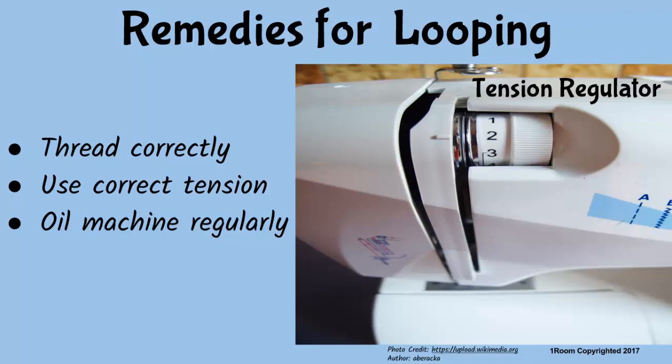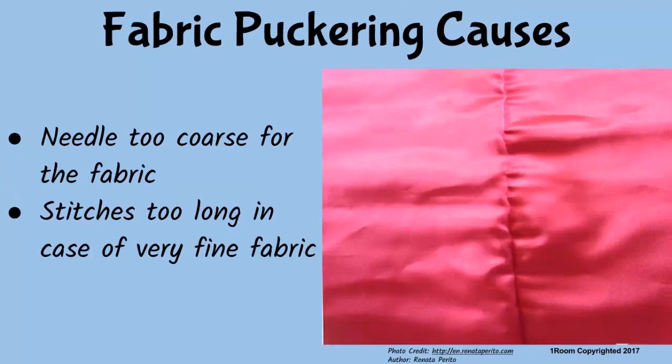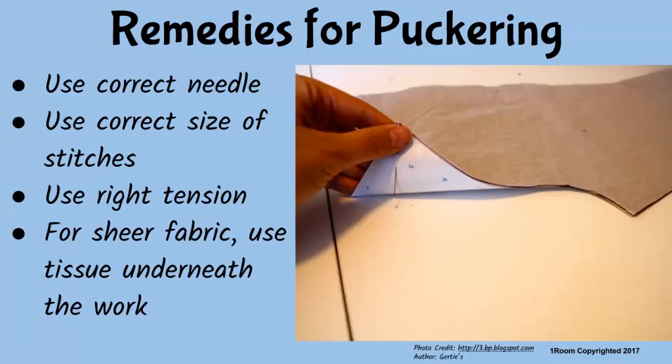You mentioned fabric packing or something. Fabric puckering. Oh. This is a wrinkled part in a tightly stitched fabric. It is commonly caused by needle too coarse for the fabric and stitches too long in case of very fine fabric. And to avoid it, therefore, one should use the correct size of the needle and stitches, correct tension, as well as tissue underneath sheer fabrics. Glad you are enjoying this.